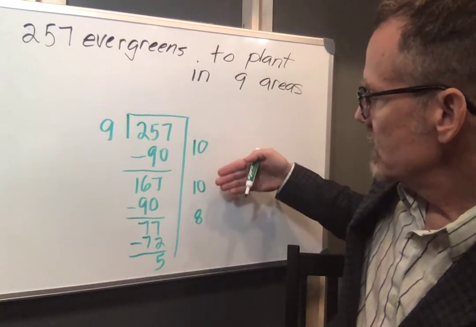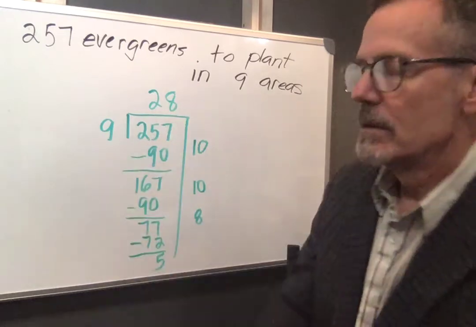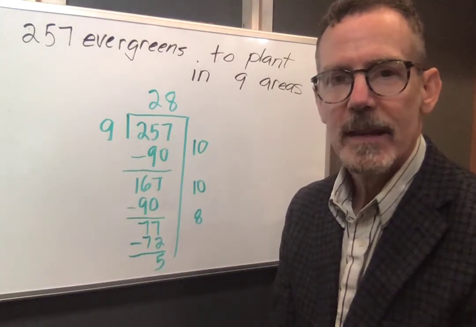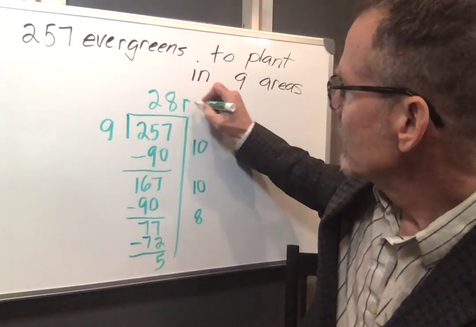So 10 plus 10 plus 8 is 28 trees in each group, each of the 9 groups. But there's leftovers. So a remainder of 5.